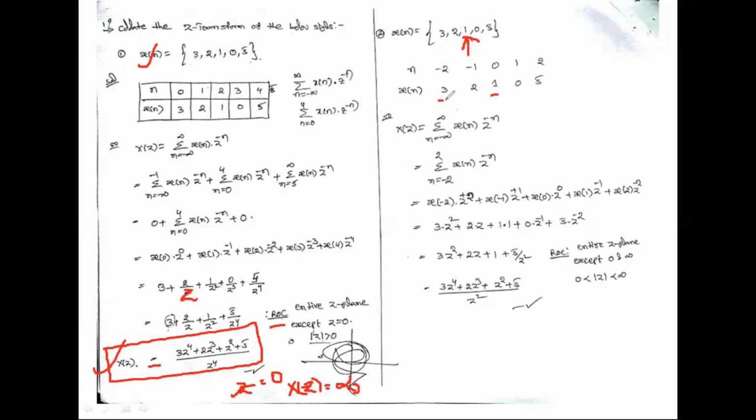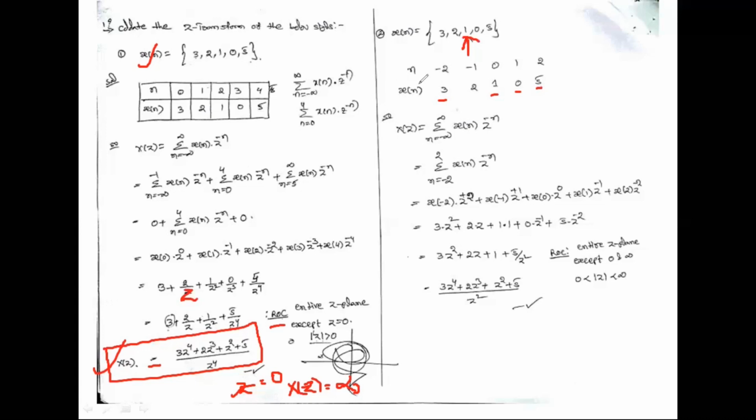At n equal to minus 2, the value is 3. At n equal to 1, the value is 0. At n equal to 2, the value is 5. So with these values of x of n, substitute into the definition of the z transform: X of z is equal to the sum from n equal to minus infinity to infinity of x of n z power minus n. We can take the range only. Previously we take minus infinity to minus 1, and 5 to infinity also.